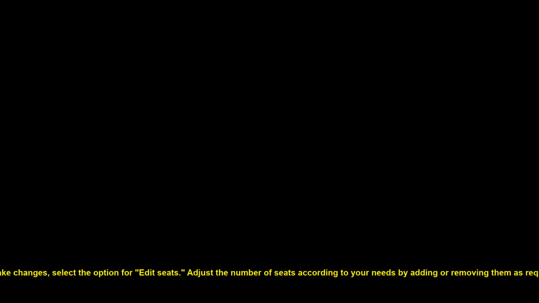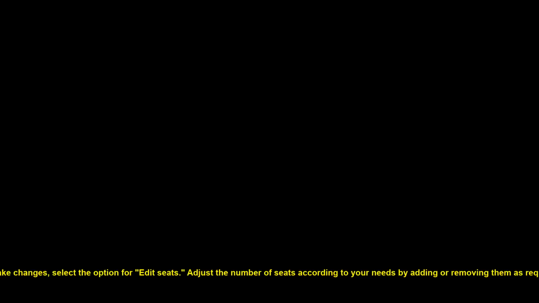Locate the manage team option within the billing section. Click on Manage Team to access your team settings. Here, you'll see the current number of seats you have assigned to your team. To make changes, select the option for Edit Seats.